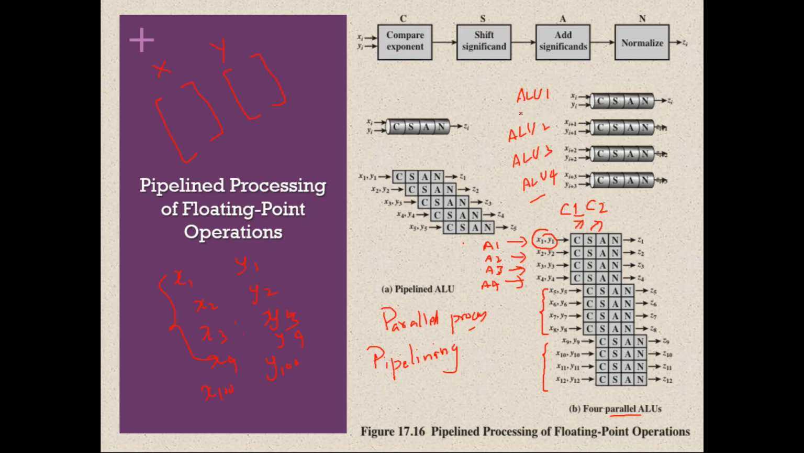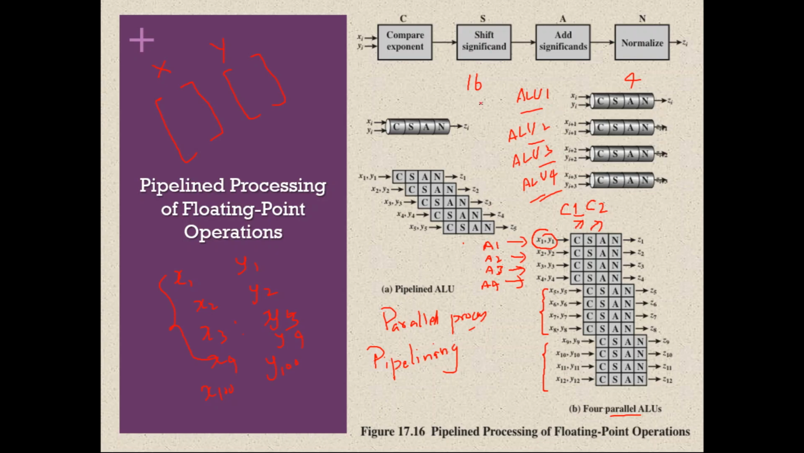Because here we have 4 ALUs, and each ALU provides 4-stage pipelining. So how many functional units are there? Each ALU contains 4 functional units. So now it is as if you have 16 functional units.